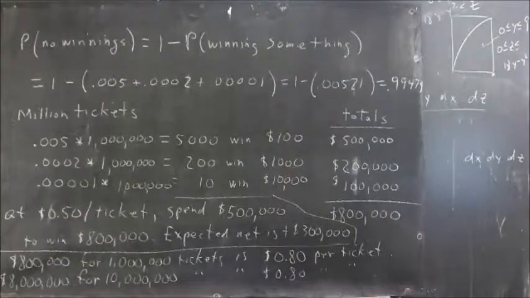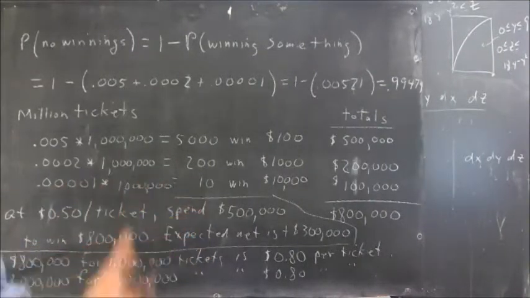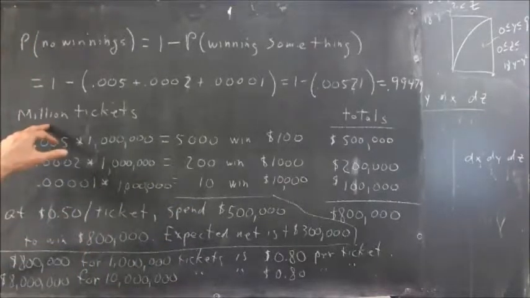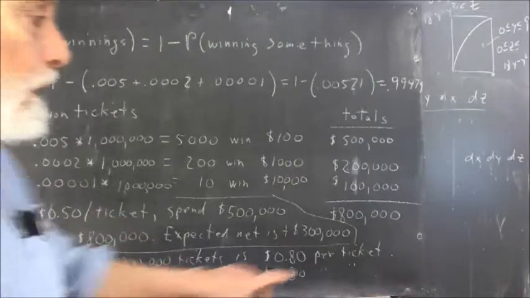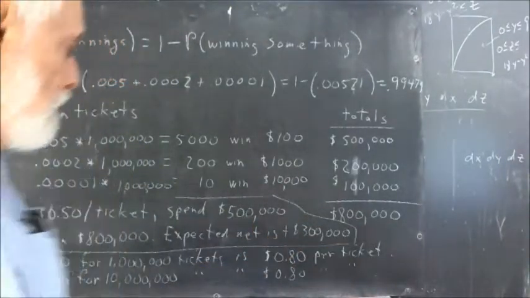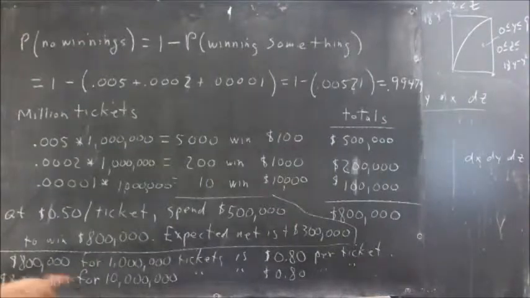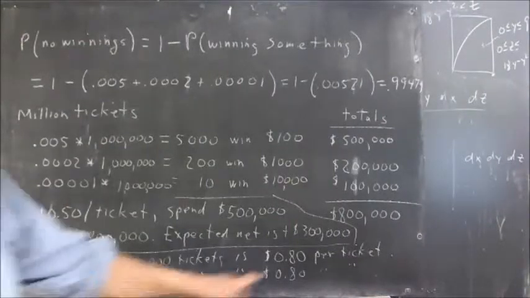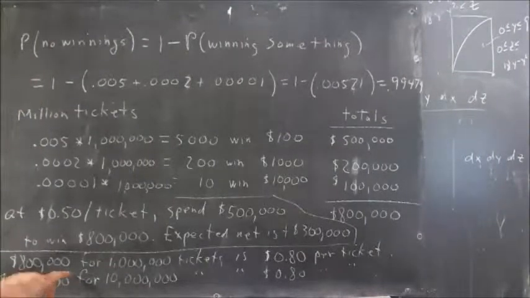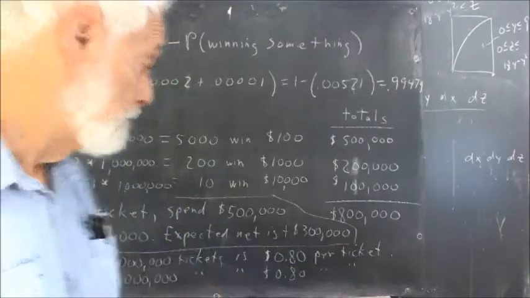Now the question is, what is a ticket actually worth? Well, 1,000,000 tickets would get you $800,000. How much is that per ticket? Well, per ticket, that's $800,000 to 1,000,000 tickets. That comes out 80 cents per ticket. You just divide the winning you get by the number of tickets to get the winning per ticket.